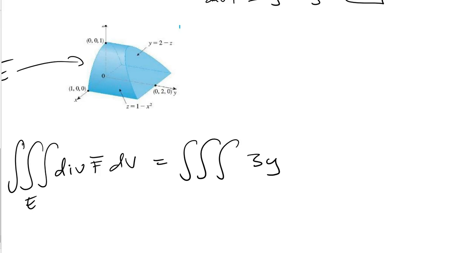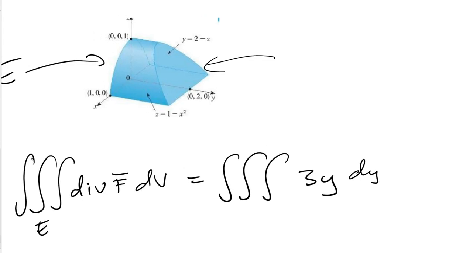I am going to work with y first because a lot's going on in the y direction. So it'll be dy. y goes from this back part here to this front part here. So you're right, 0 to what? Yeah, 2 minus z, exactly.